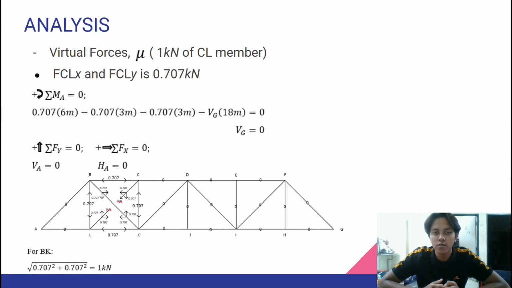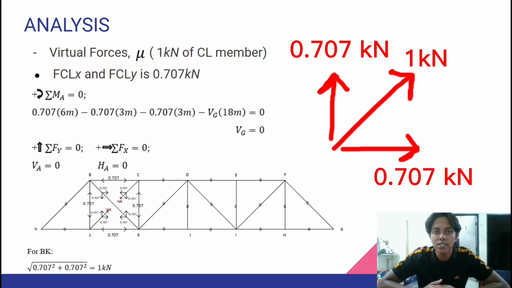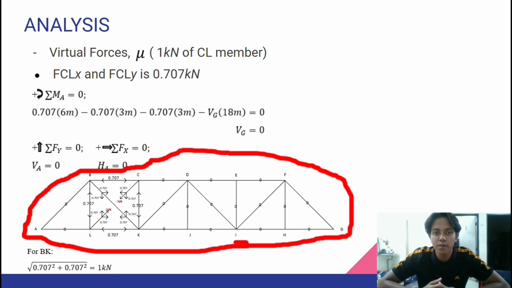Next, the virtual force, which is mu. In this calculation, we put 1 kilonewton for the CL member. So that means the force of the CL member in the X and Y direction is 0.707 kilonewton. Then we also remove the original load in this calculation. So the way to calculate support reaction and member force is the same as in the F prime calculation. So this is the value of the force of each member by using the alternative method.